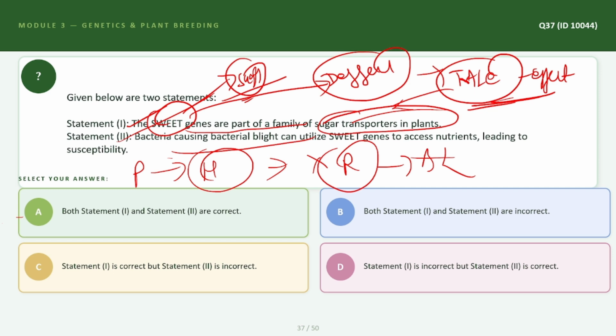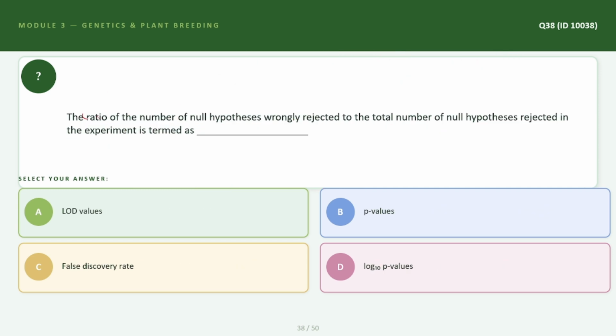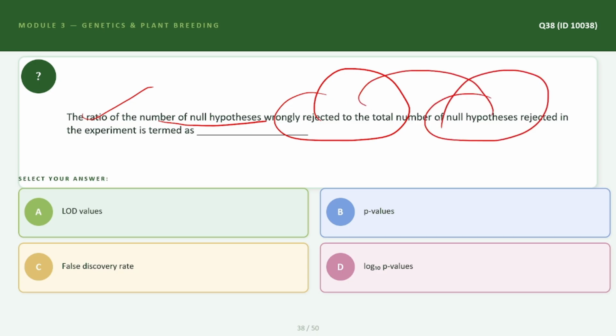It's very important. Then, the ratio of the number of null hypotheses wrongly rejected to the number of null hypotheses rejected in the experiment is called the false discovery rate. And this is directly present in the Ekising and Bidising book. I'm not going into detail, but you should know why we are using this.